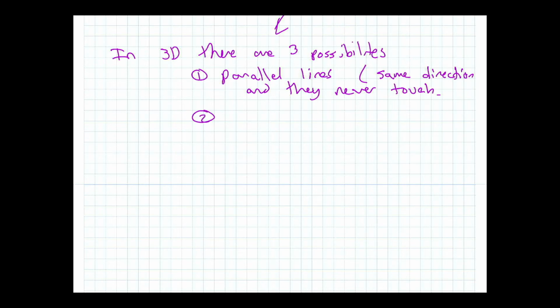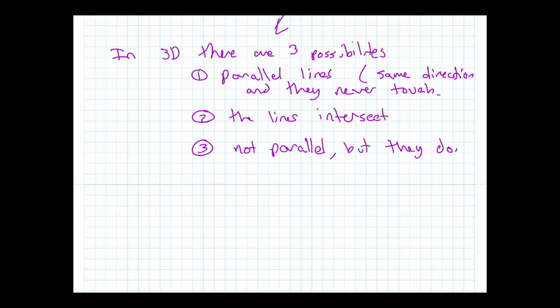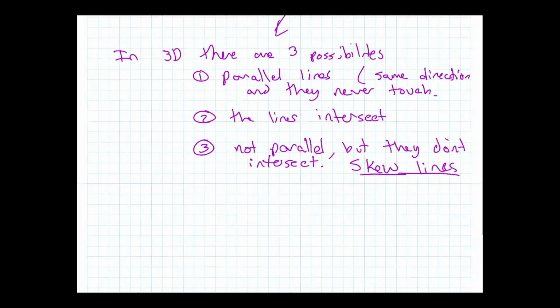A second possibility is they do intersect at a point. And a third possibility is sort of like parallel lines, but we don't call it parallel lines. That's where they're not parallel, but they also don't intersect. And we call this skew lines. Okay. And what do those look like?